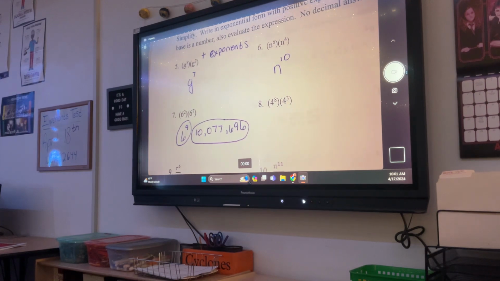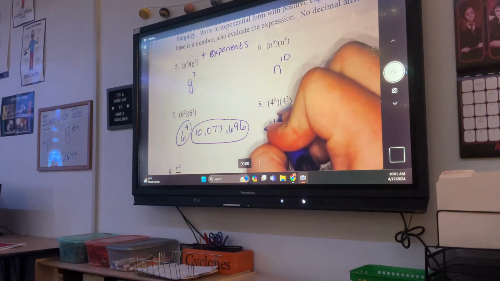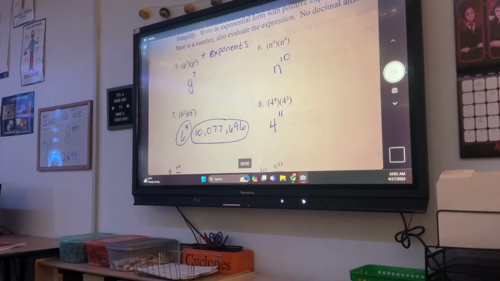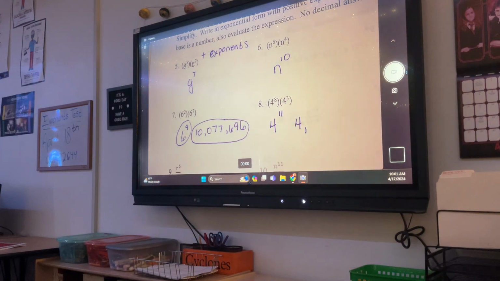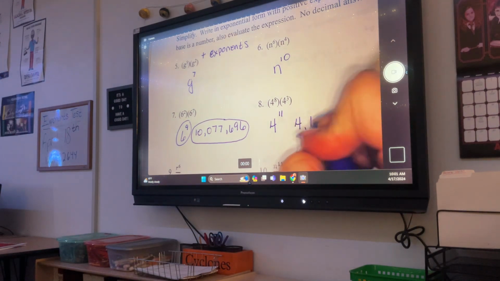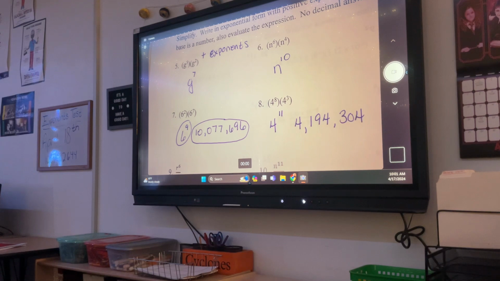So then on the next one, your base stays 4. What does your exponent become? 11. And then what's 4 to the 11th power? 4,000? Is it 4,000? 4 million? 4,194,304. So again, that one would be worth 2 points because there's 2 answers. Okay, good on those?